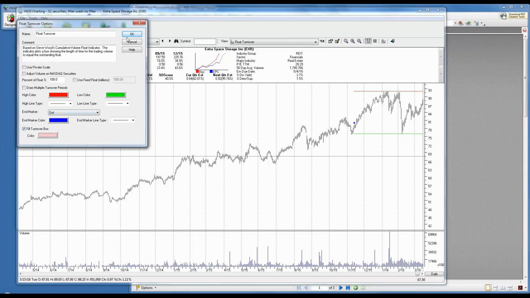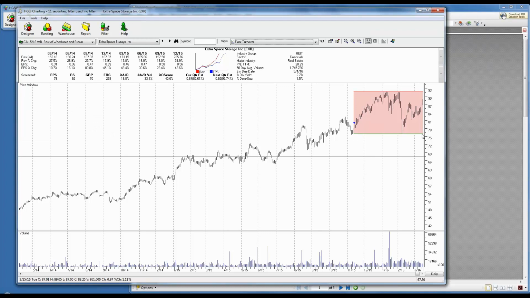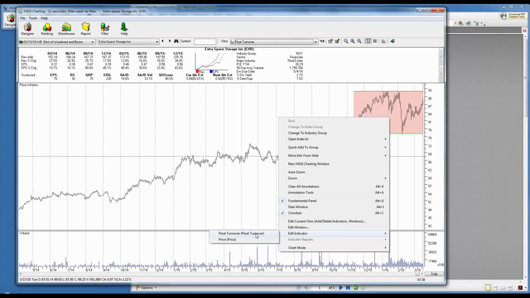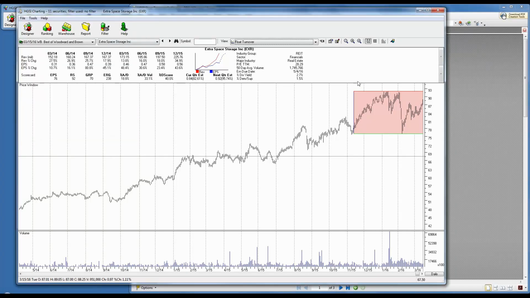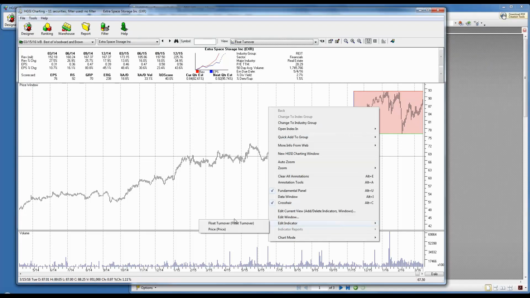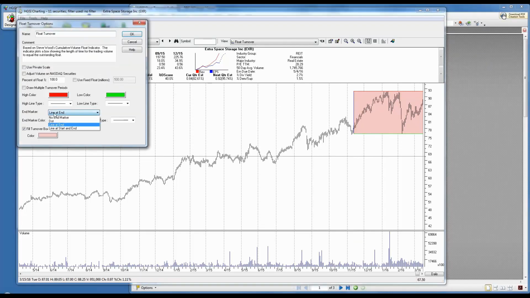The fill turnover box, let's just turn that on real quick so you can see what it does. It basically just fills in the box so that you can see the box clearer than when it's just lines. You can turn it on and off. You can change the end marker to be a line, so it draws a blue line at the end instead of a blue dot. Or you can remove it entirely with no marker.